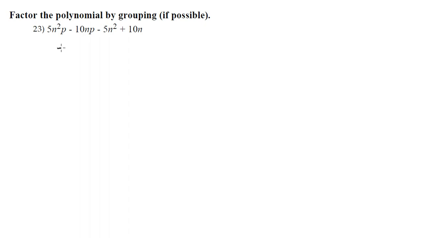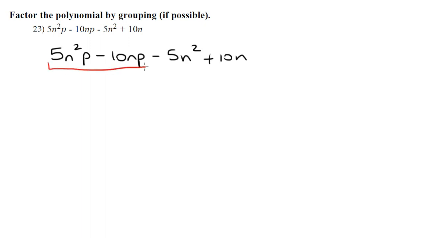Let's factor this polynomial by grouping, if possible. Okay, to factor by grouping, I need to split this polynomial into two groups. Group the first two terms and the last two terms, and factor each of these two groups using greatest common factor. So what's my greatest common factor here?